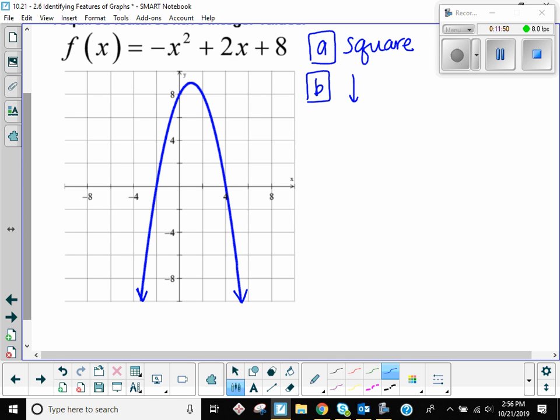And the end behavior on the right means as x is going out to positive infinity, what are the y values doing? Where are they going? Down as well. So it's down. Down, down.